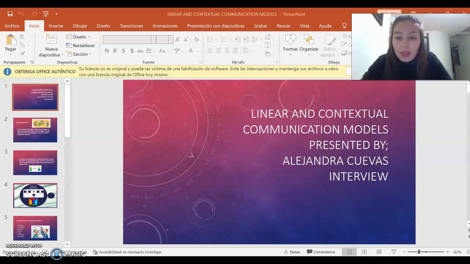Linear and contextual communication models, presented by Alejandra Cuevas in their view.